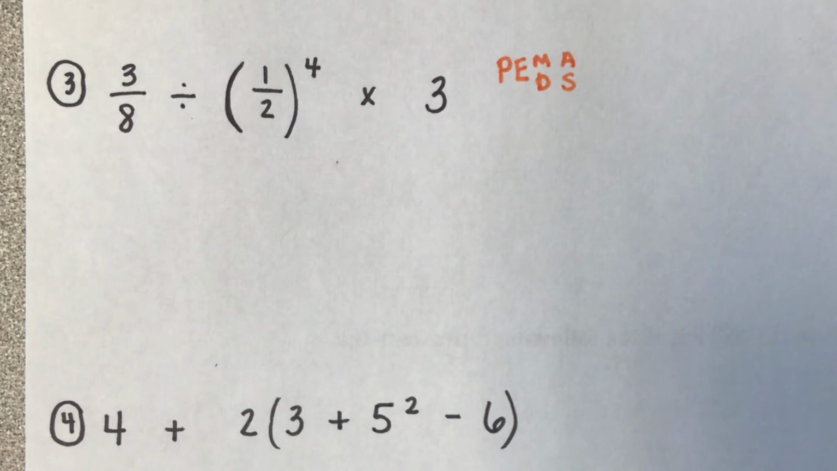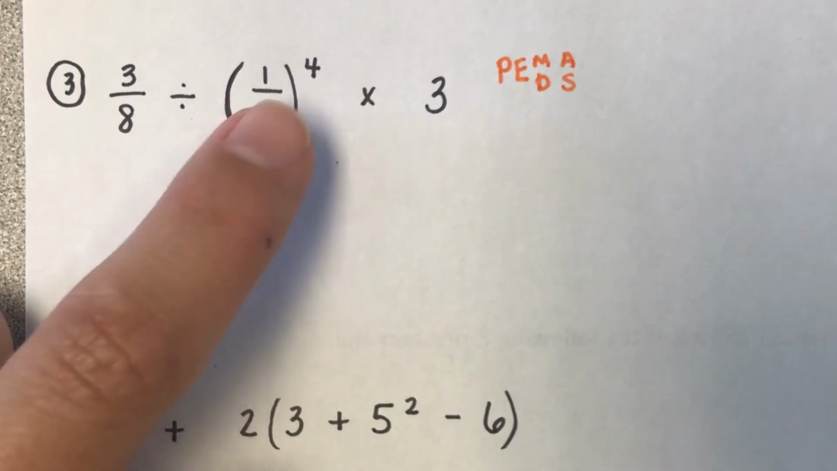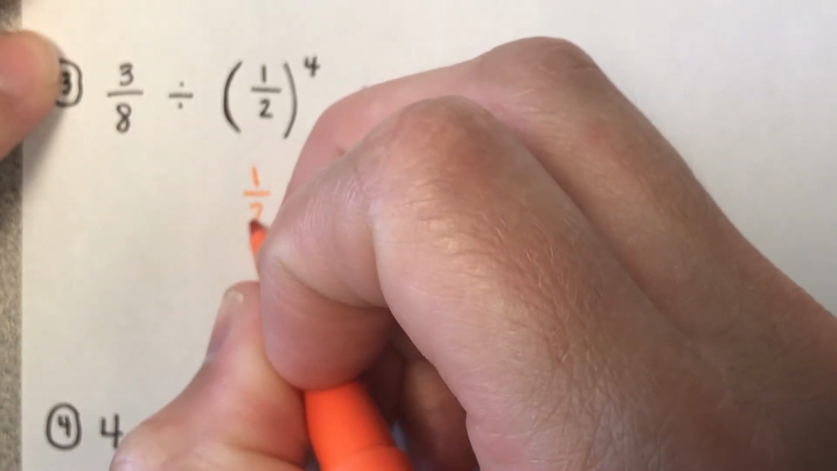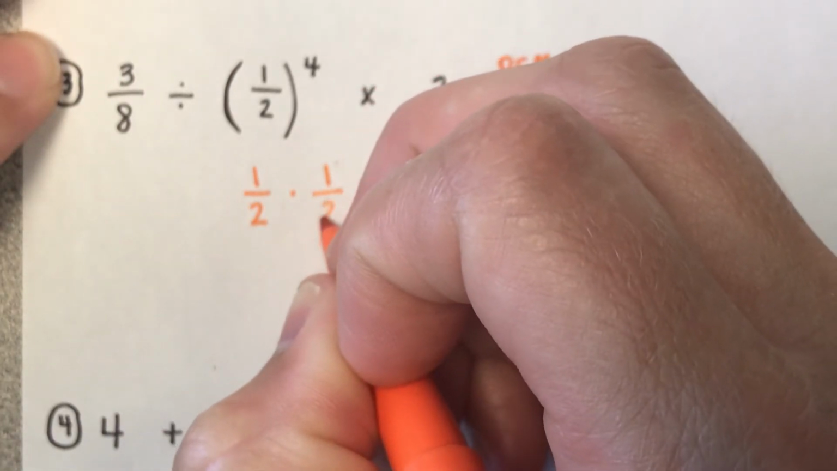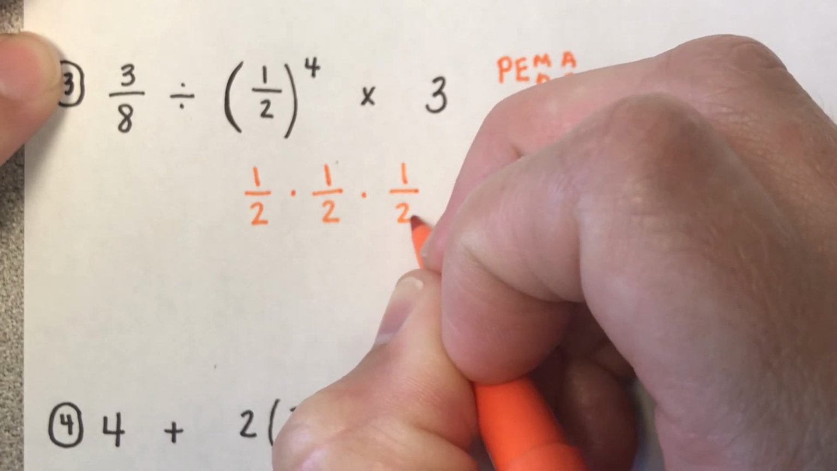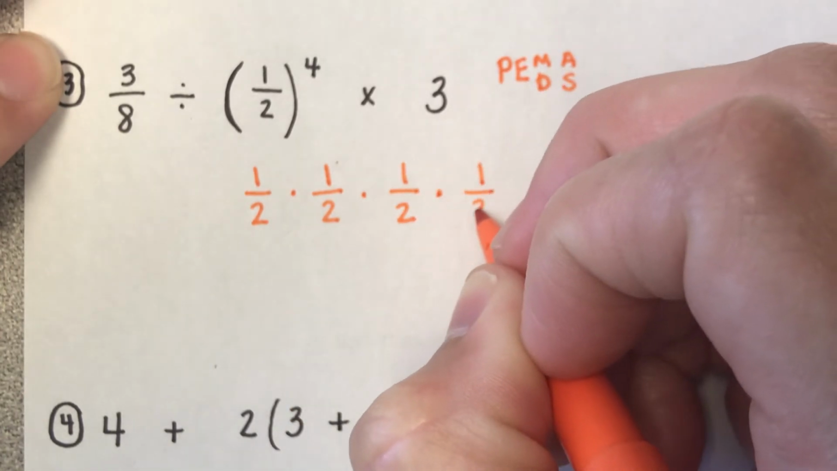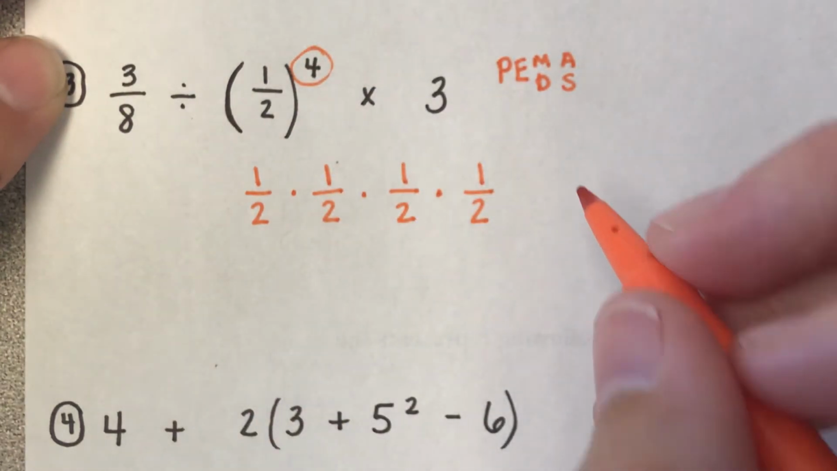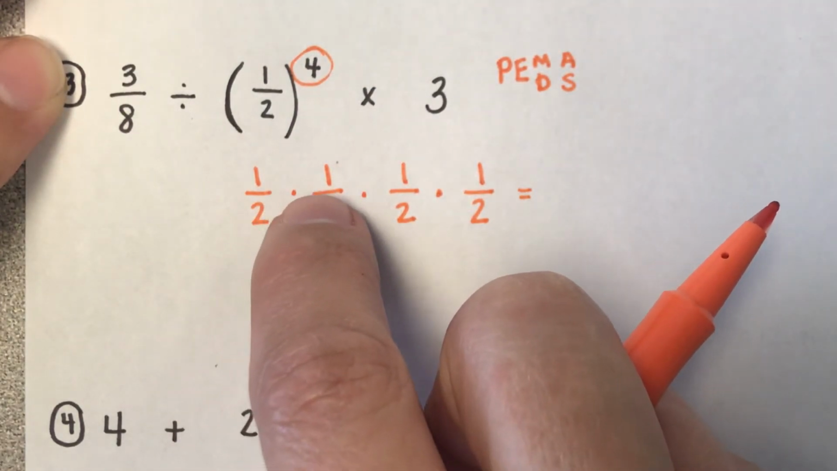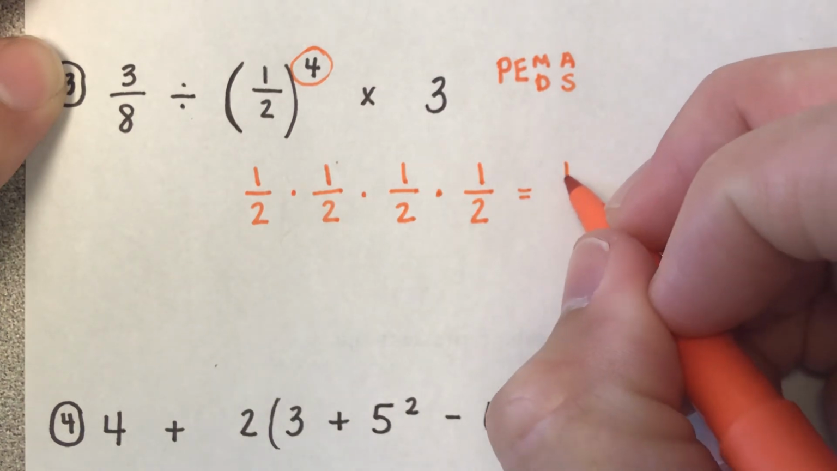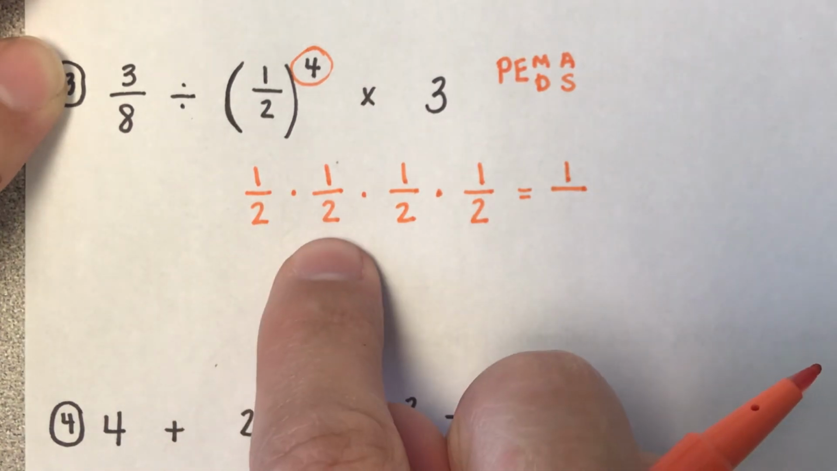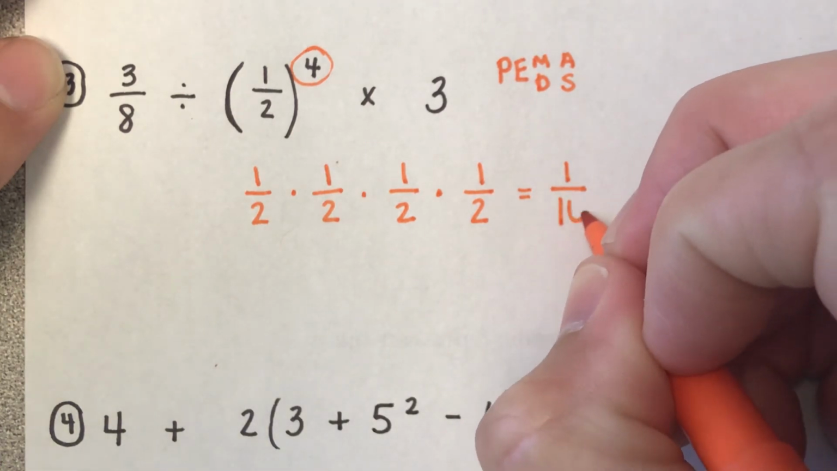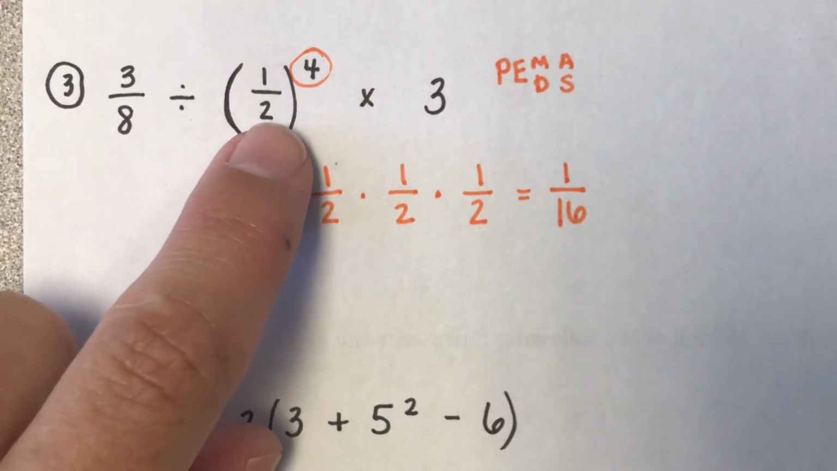Parentheses right here with my exponent, so I have to do 1/2 times 1/2 times 1/2 times 1/2. And remember, I wrote it 4 times because this exponent right here is a 4. Okay, so 1 times 1 times 1 times 1 is always just going to give me 1. 2 times 2 is 4. 4 times 2 is 8. 8 times 2 is 16. Okay, so I've finished this part.